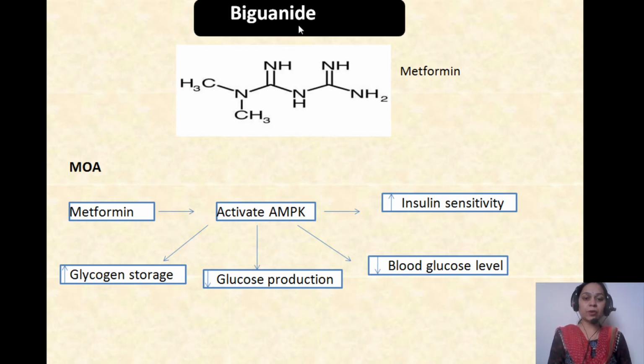Second category is biguanides. Drug is metformin. This is a general structure of metformin. Mode of action is not clearly defined. Here, metformin activates AMPK. AMPK means AMP activated protein kinase.